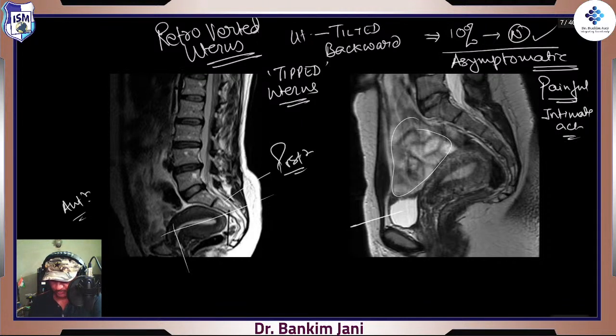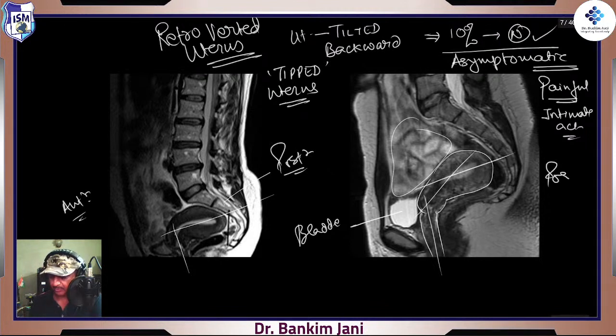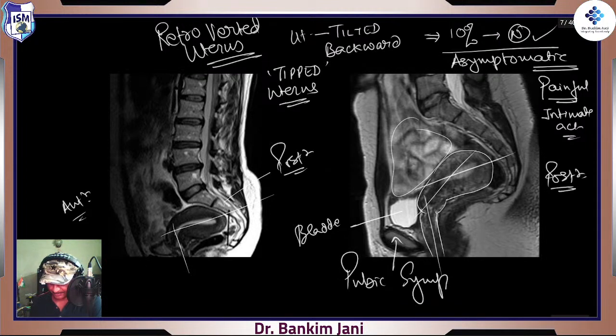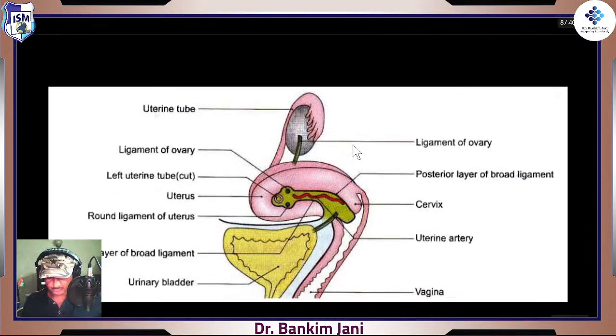Just for reference, this would be the bladder over here. You can see the uterus, that's the cervix, and that's the vagina. So now you can draw all the axes very well, and you can say that this is how you see the retroverted uterus. Now this is the pubic symphysis, and on the posterior aspect you can see all those intestines, etc. That's how we see.